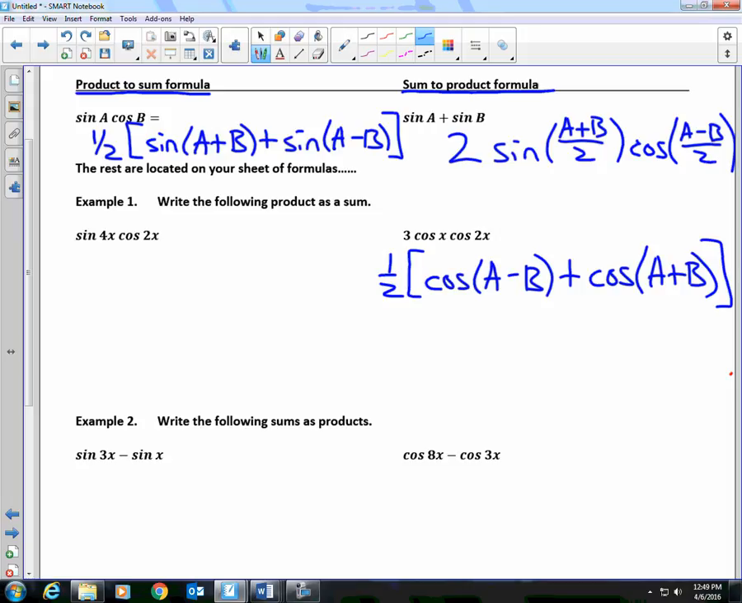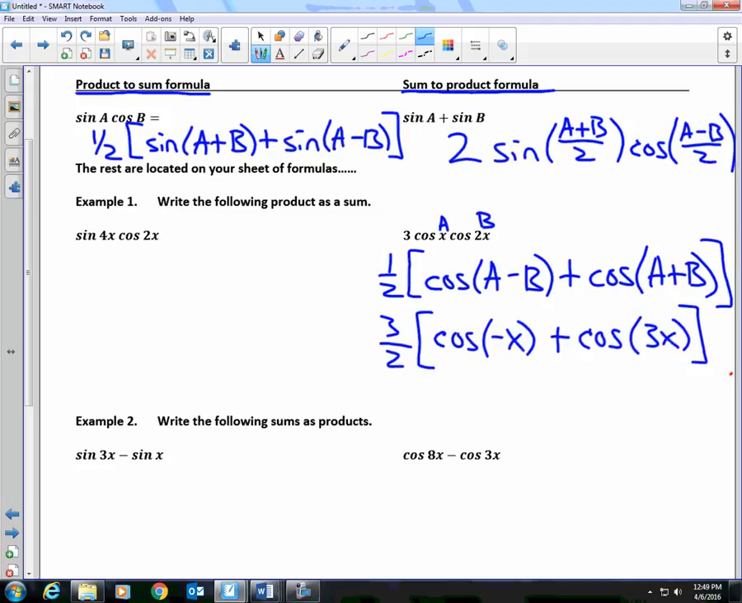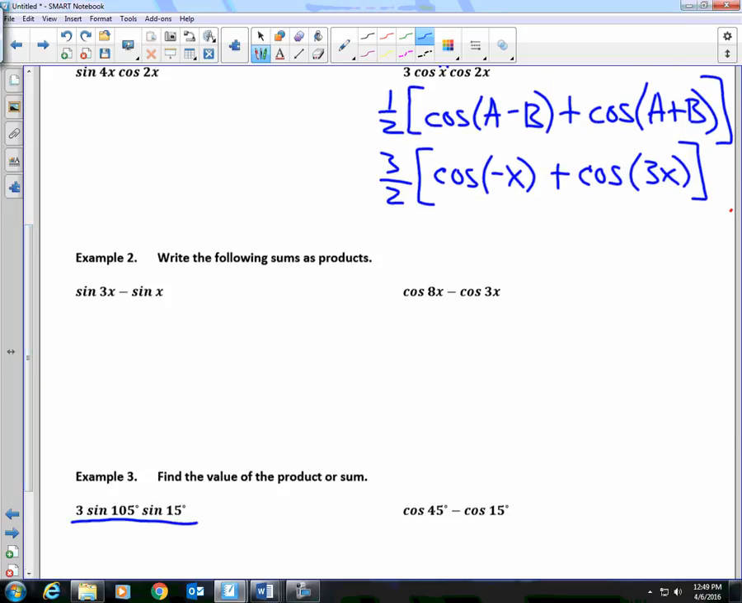All right, so we're going to multiply the entire thing by 3. So I got 3 halves, correct? And what is A in this problem? A is x and B is 2x. So I have the cosine of what is A minus B? Negative x. Plus the cosine of what is A plus B? What's the problem? What am I not allowed to have in trigonometry? A negative angle. Now, what happens with the negative angle for cosine?